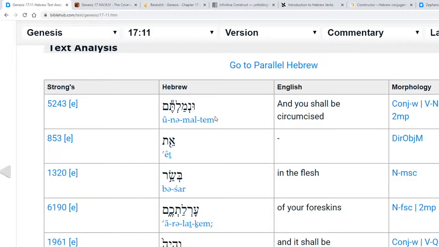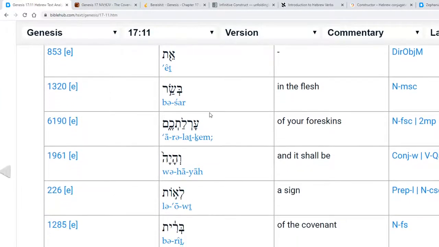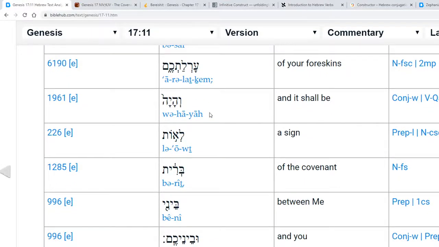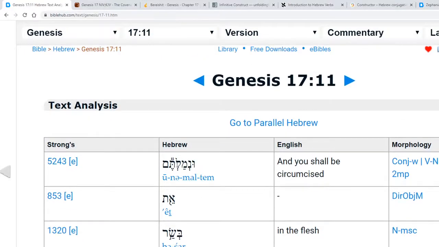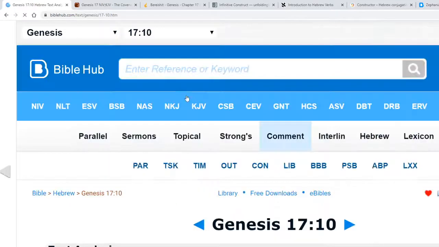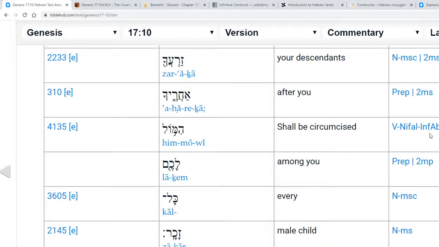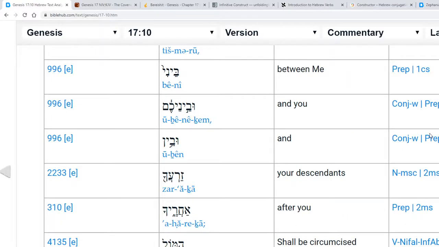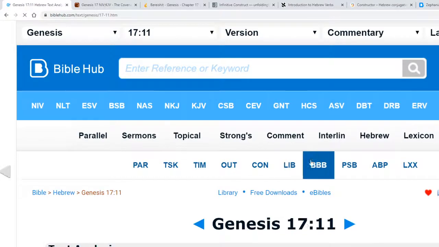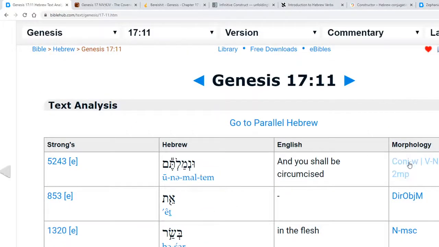Verse 11. Unimaltem et basar orlatchem v'haya le'ot brit beini uveinechem. Okay. So the root, I would say, is mem lamed he, and now that's in the nifal form, right? So did we say it was in the nifal in the previous? Himol, yeah, it's in the nifal. Himol, nimaltem. Well, this is definitely in the nifal. I almost want to say himol might be in the hufal, the causative passive.